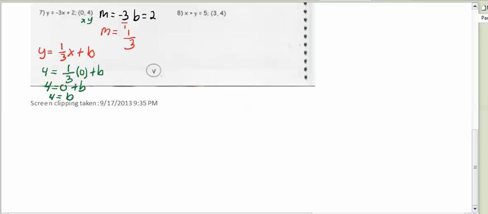Taking that 4 and substituting it in up here, so instead of a b, it becomes a 4. So our new equation is y is equal to 1/3 x plus 4. This line is perpendicular to this one. Okay, very last one. We may want to pause it and try it on your own, then come back to it.